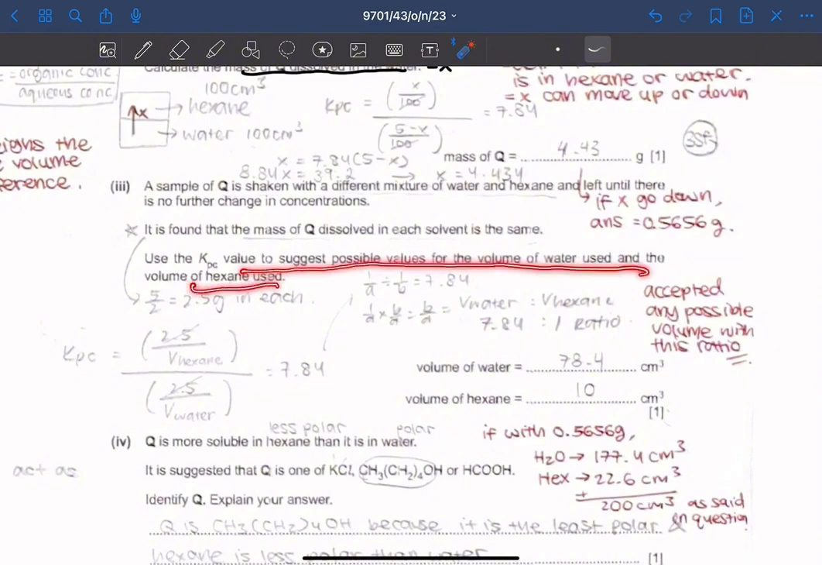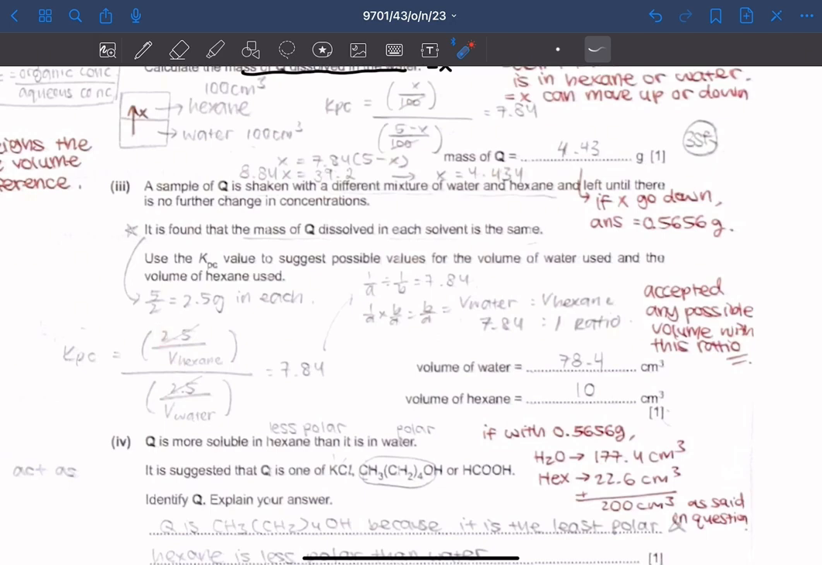So this III question is a totally different scenario from the previous question II. So it states that Q is shaken with a different mixture and left until equilibrium is reached. It's found that the mass of Q dissolved in each solvent is the same. So the total 5 grams of Q is divided into 2.5 grams in each of the hexane and the water.